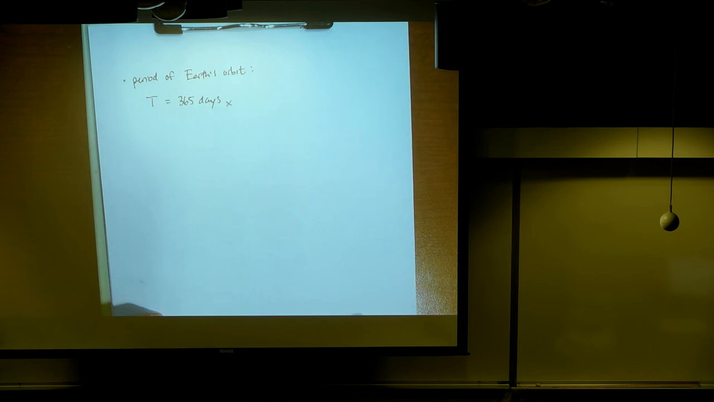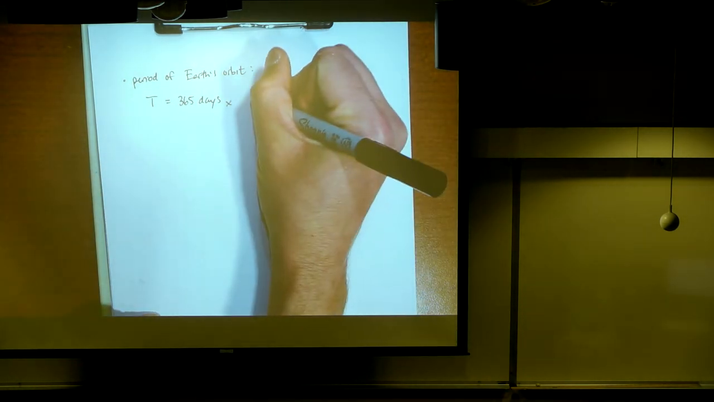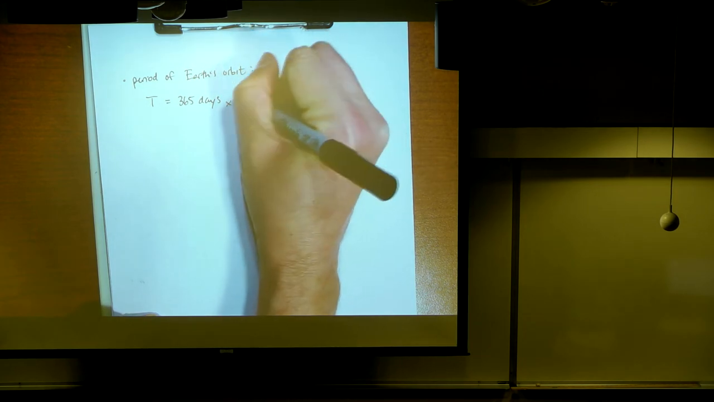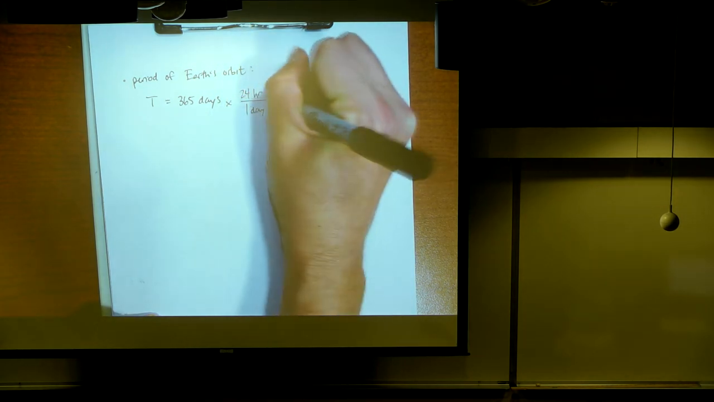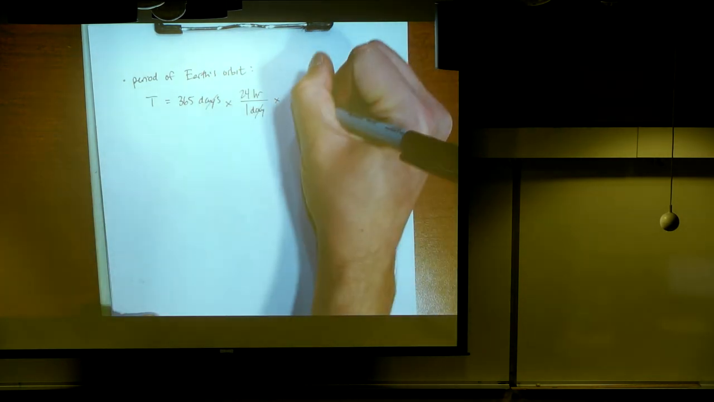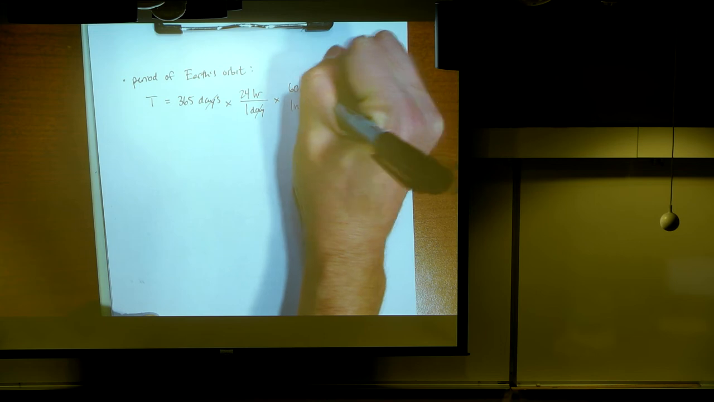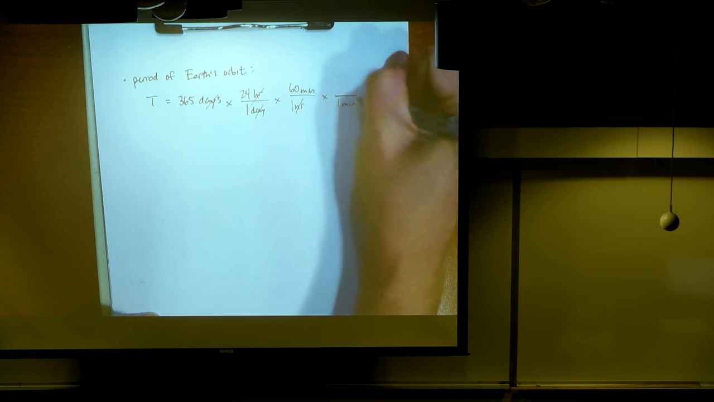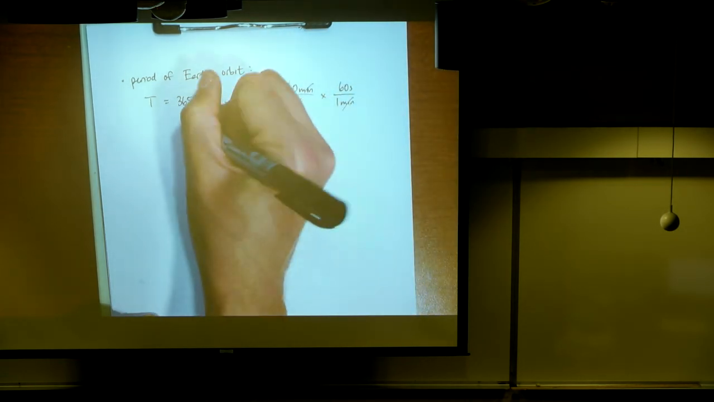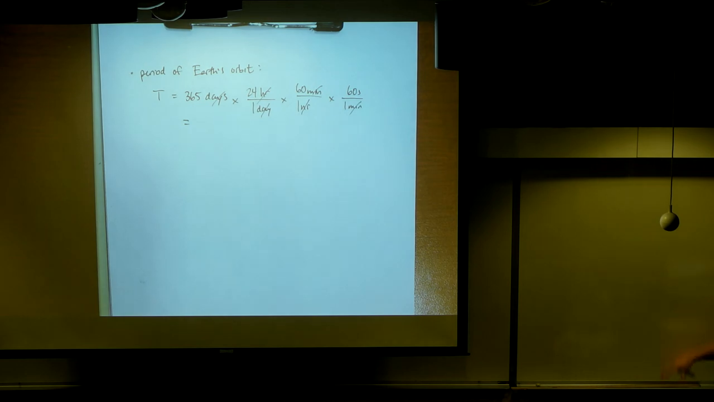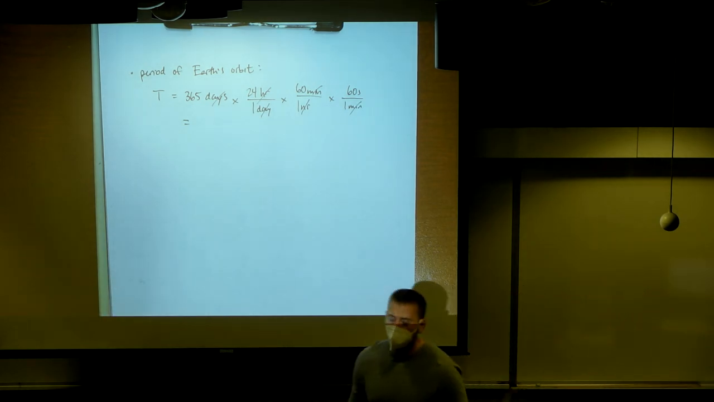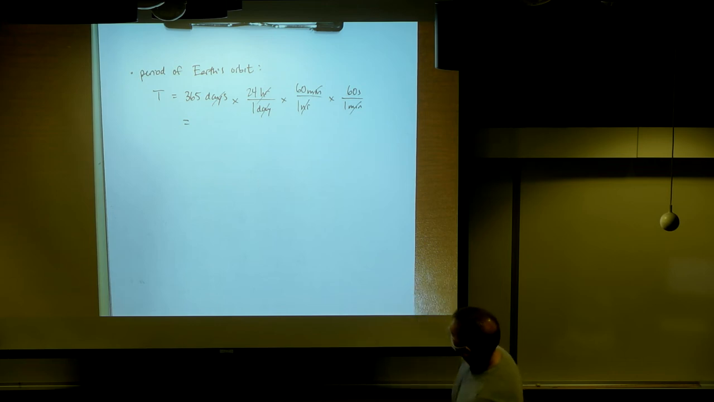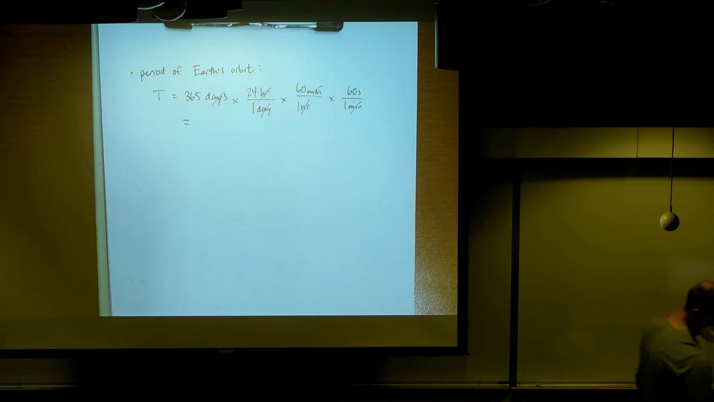Okay, so here it is. 365 days. And every day we have 24 hours. Okay, it's a lot of days. Okay, and every hour we have 60 minutes. Cancel out hours. And every minute we have 60 seconds. Cancel out minutes. We're left with seconds. So this basically is how many seconds are in a year. Okay, it's a lot of seconds. Anyone have the answer? Let's do it in scientific notation. The numbers are getting kind of big.